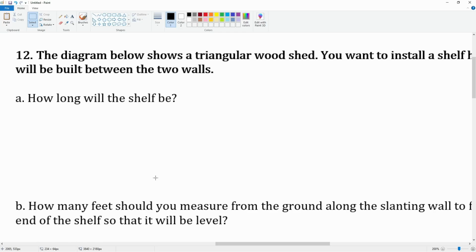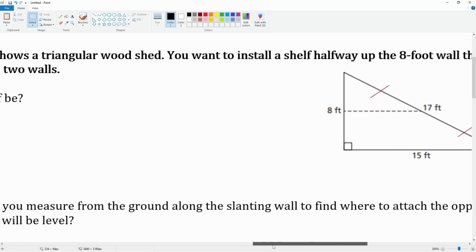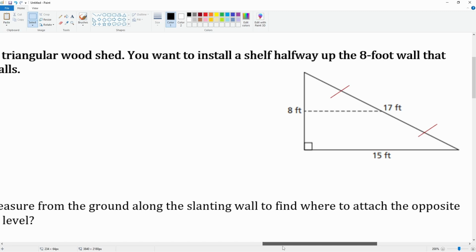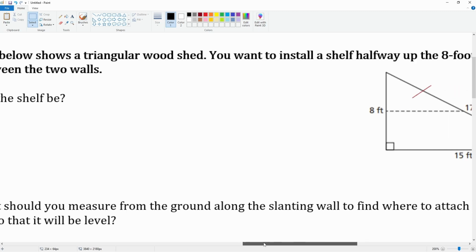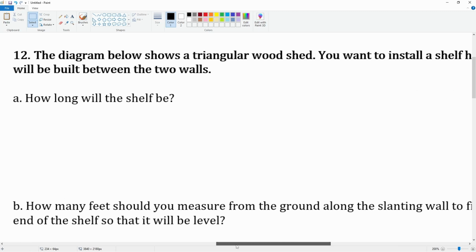All right, question 12. Here's this diagram of a shed. You want to install a shelf halfway. That's the key point, halfway up the 8-foot wall. We built between the two walls, halfway. How long should the shelf be?